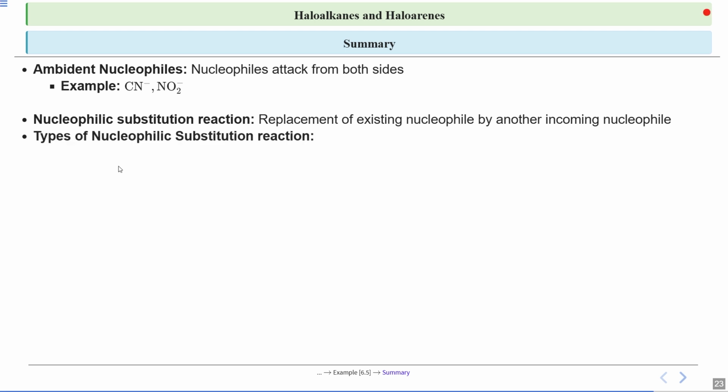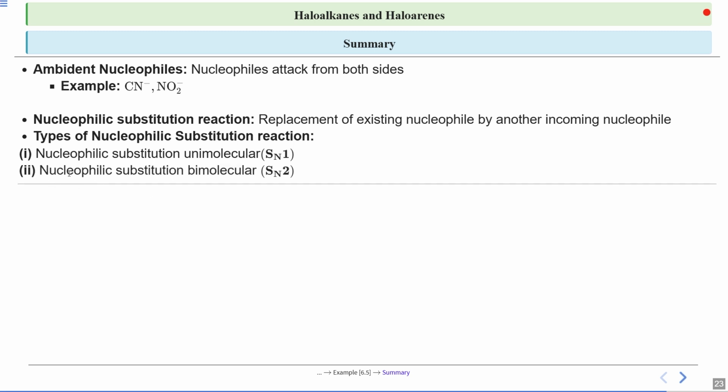There are two major types of nucleophilic substitution reaction. One is nucleophilic substitution unimolecular, also called SN1, whose rate of reaction is first order. The other is nucleophilic substitution bimolecular, that is SN2, whose rate of reaction is second order.